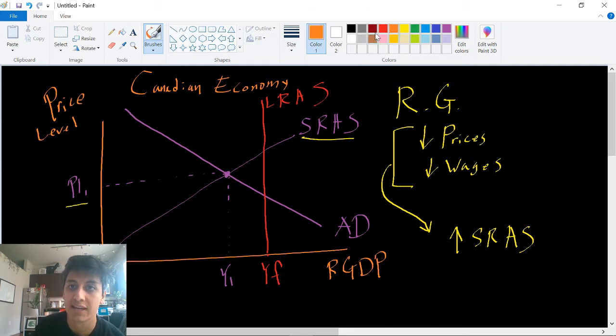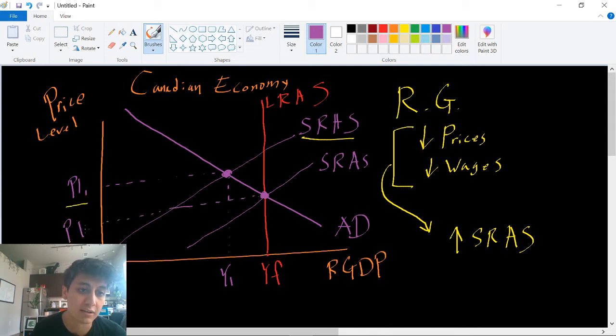And how is that going to look on the graph? Well, if we have an increase in the short-run aggregate supply, I'm operating under the perfect best case scenario here. It's going to increase, and in that perfect best case scenario, we're going to stop right there, at that full employment equilibrium.